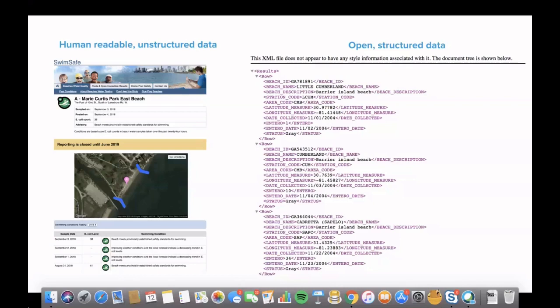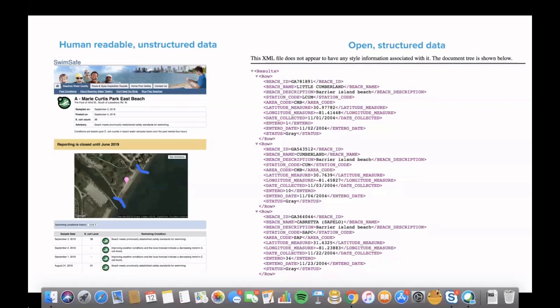So this is great. However, that's the end of this data's journey, besides a person making a decision whether or not to go to the beach. This cannot be reused. And while it is discoverable, people can access it. It's not raw. We don't have the complete data set, and it's not machine readable.